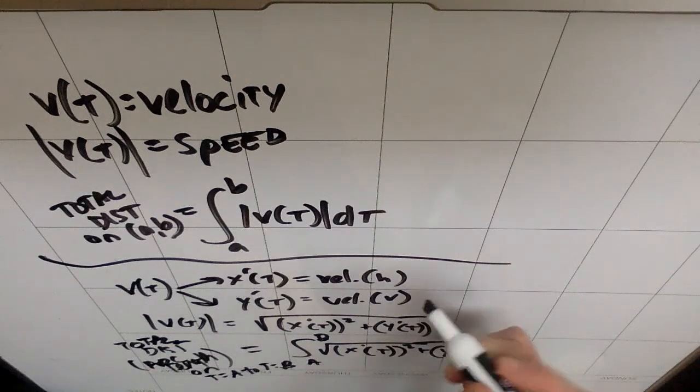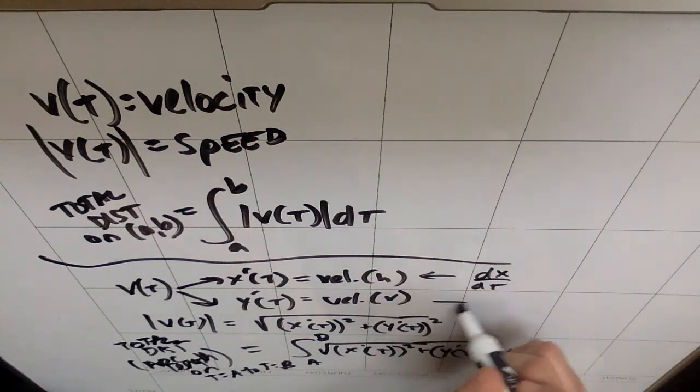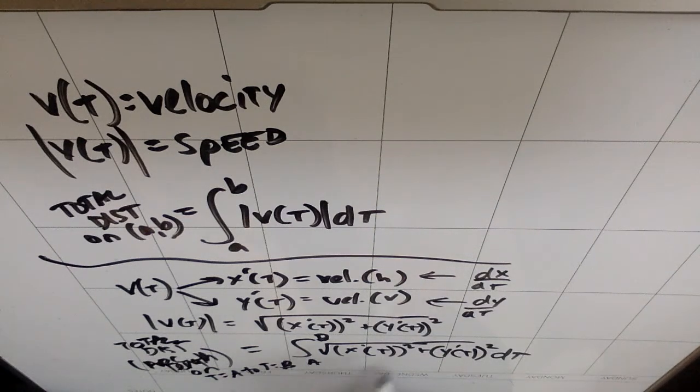One last thing worth throwing out there is the other way you might see this notation. You might see x prime of t as dx dt, and you might see y prime of t as dy dt. So don't be thrown if you see that notation instead, where this is dx dt quantity squared plus dy dt quantity squared.